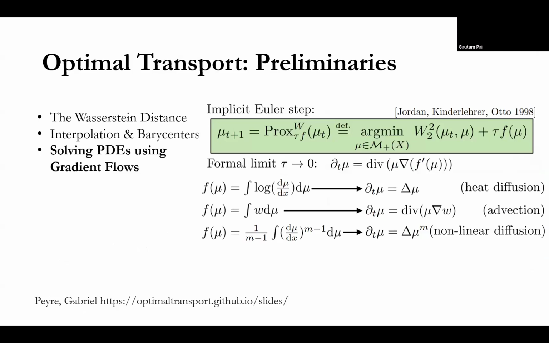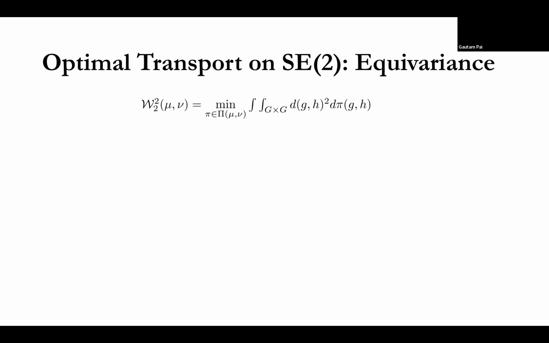You can also use the Wasserstein distance to do gradient flows. It's well known now that if you apply this iterative step with a specific choice of f, depending on which application you're doing, then this converges to a particular PDE. A lot of this is very basic stuff; there's nothing new I'm saying here. What I'm getting to is that we would like to do all these applications for this lifted space of positions and orientations. That's what we try to do.